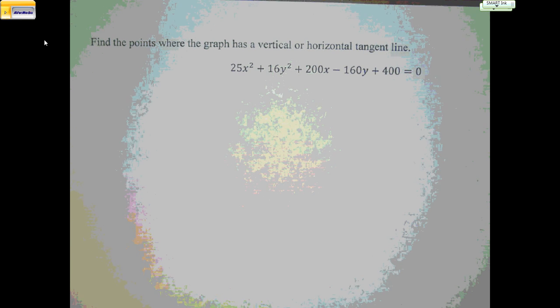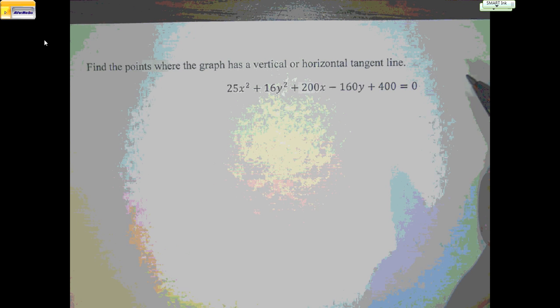All right, backside. It says to find the points where the graph has a vertical or horizontal tangent line. We've done horizontal tangent lines, we've never done vertical ones before. Horizontal lines have what kind of slope? 0. Vertical lines have what kind of slope? Undefined, which means something divided by 0, basically.